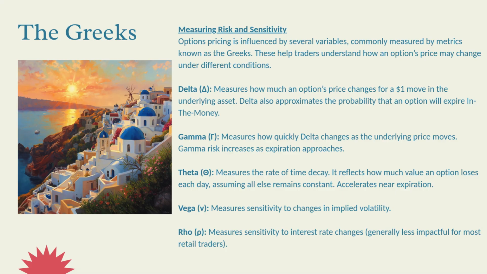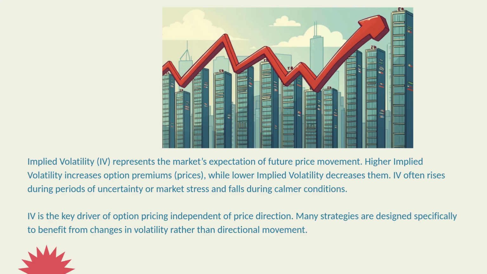Vega is a measure of the sensitivity to changes in implied volatility. And then Rho measures the sensitivity to interest rate changes. Generally, Rho does not have a big impact. Implied volatility is one of the most important concepts in options trading. You've got to understand that implied volatility really sets the expectation of future price movement.